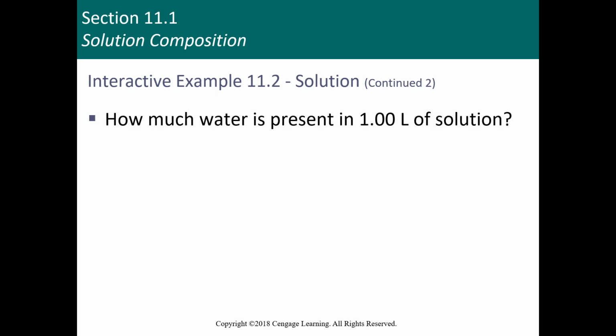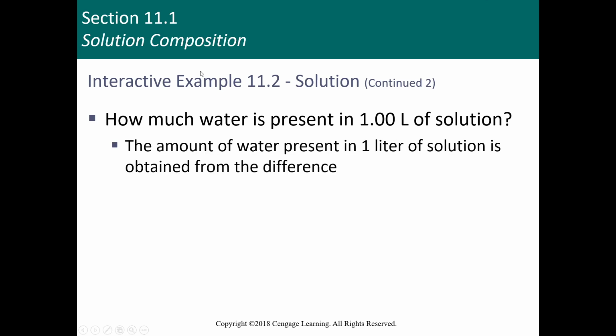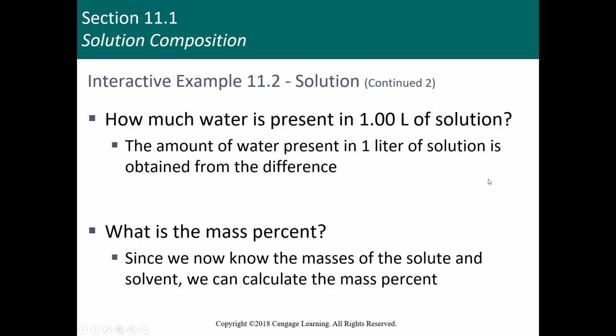All right. So how much water would be present in this 1 liter of solution? Well, the amount of water present in 1 liter is going to be obtained from our differences in the masses, like so. So we have our mass of our solution, we subtract the mass of the other stuff, which is sulfuric acid, and we'll be left with the mass of the solvent or the water, right? And that gives us 862 grams of H2O.